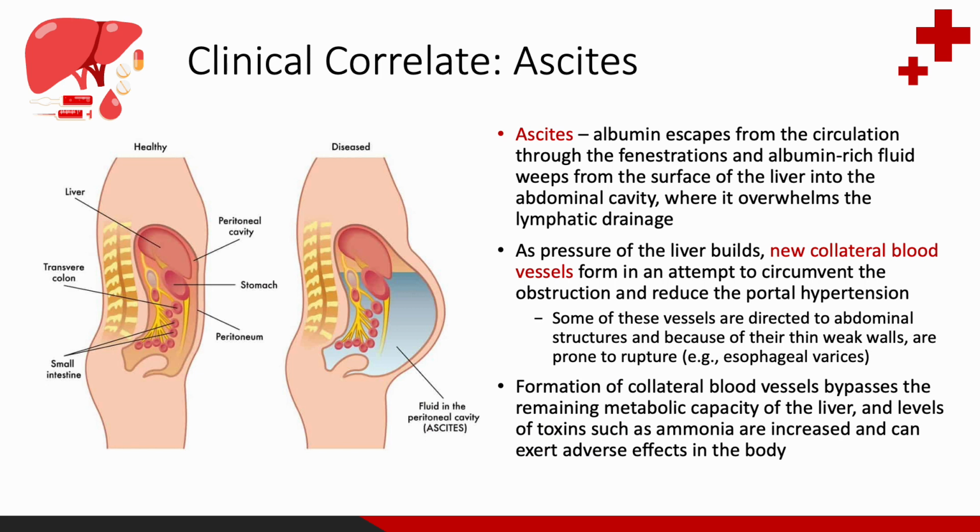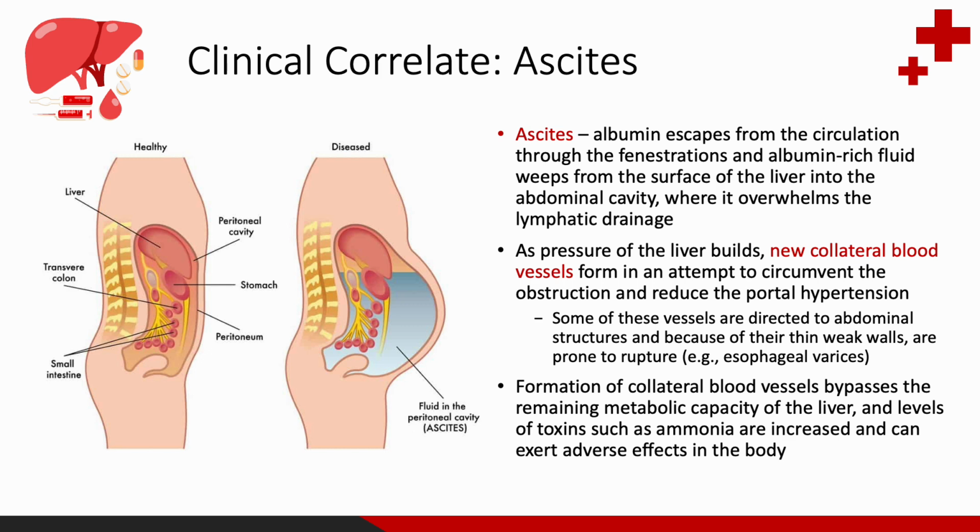If the circulation of the liver is compressed by fibrosis, the liver loses its ability to accommodate the increases in blood flow that occur after a meal without a concomitant increase in pressure. This increase in pressure can result in ascites as shown, and it is albumin escaping from the circulation through the fenestrations in the sinusoids. The albumin-rich fluid weeps from the surface of the liver into the abdominal cavity, where it overwhelms the lymphatic drainage.